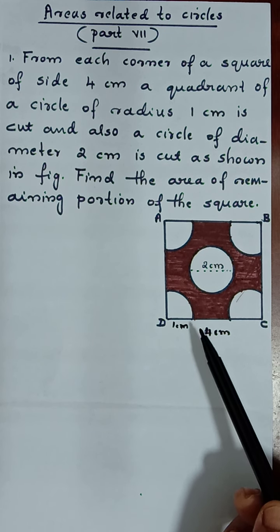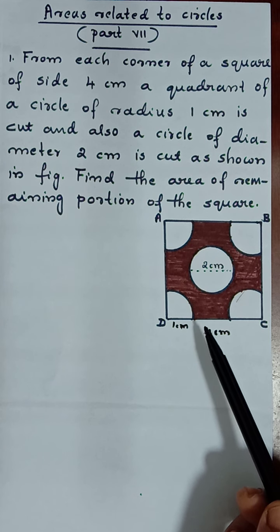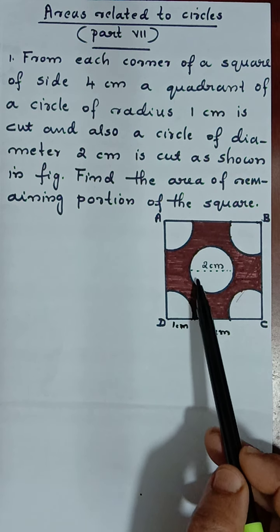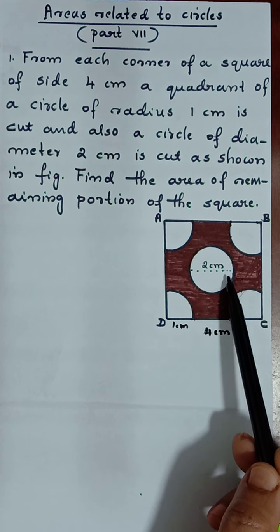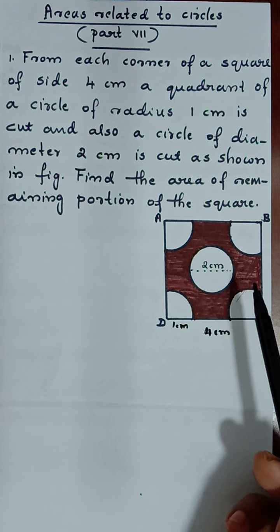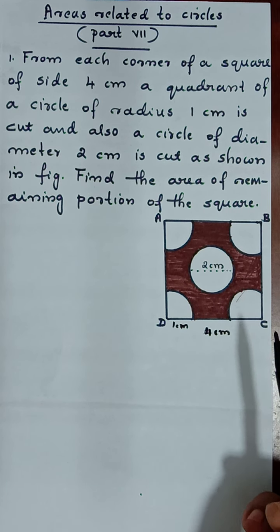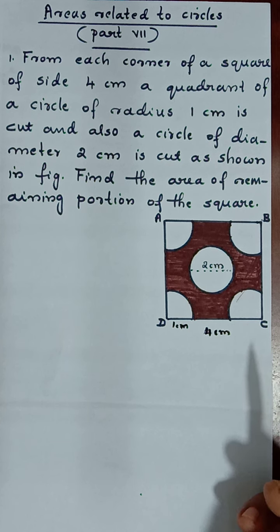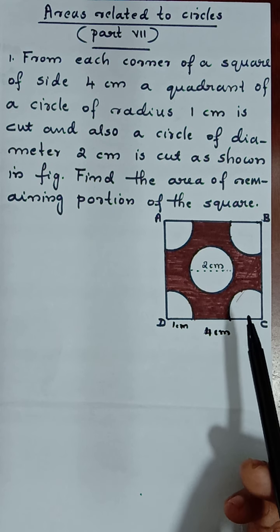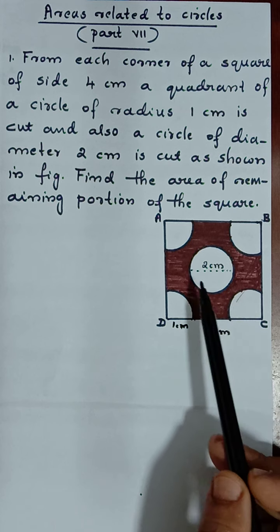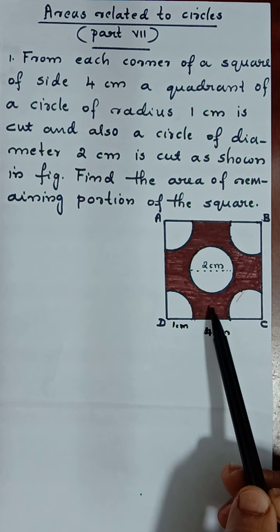Is cut out, and also a circle of diameter 2 centimeter is cut as shown in the figure. Find the area of the remaining portion of the square. So how to find out the area of the remaining portion? That means the shaded area here we have to find out.